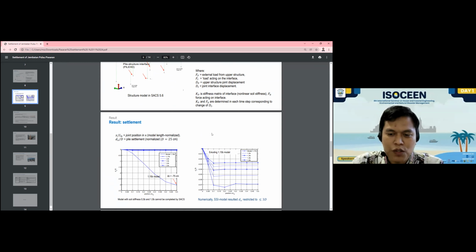And my answer is the inability of the software, the inability of SACS in modeling this kind of soil stiffness, may be linked to the stable condition of the numerical model. That's my answer, Mr. Aswarul.